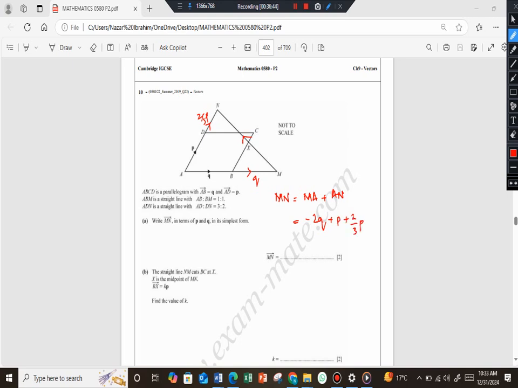Summing this up, minus 2Q stays because I have no other component of Q. So I'm not taking LCM of this, I will take LCM of this. So this will be 3P plus 2P, so this is equal to minus 2Q plus 5P upon 3. So this is 5 upon 3P minus 2Q. That's all about question number 10, part A. Okay, moving towards the second part, part B.